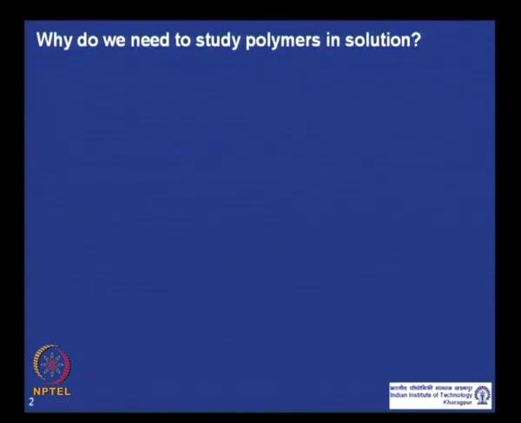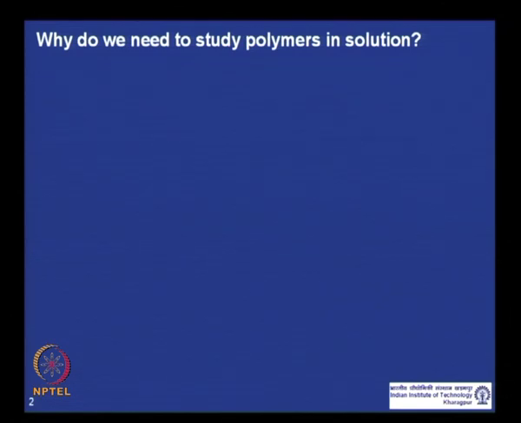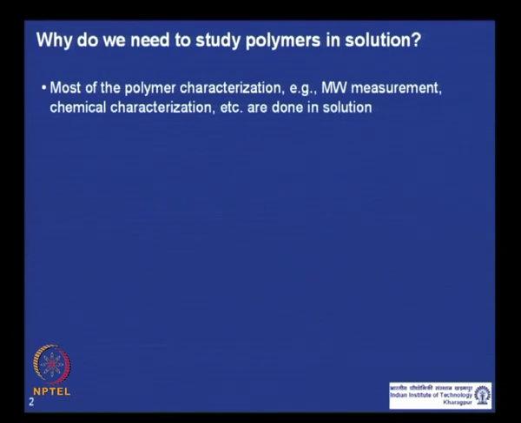Now, as I said, we are going to learn about polymers in solution, or polymer solutions. Why do we need to study polymers in solution? As I was just mentioning, once we have made these polymers, we must characterize them both chemically and physically, and one of the most important parameters is the molecular weight. As you will see after a few lectures, most of these polymer characterization techniques, for example molecular weight measurements and chemical characterization, are done in solution. So, unless we know how polymers behave in solution, we will not be able to understand how polymer characterization is done.